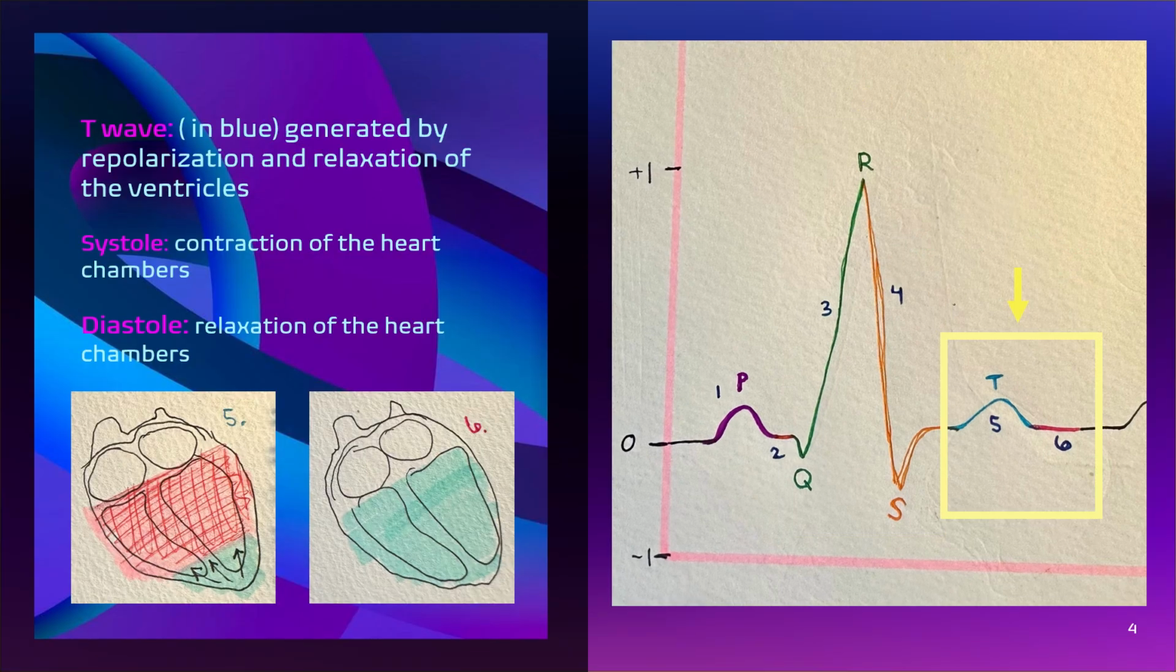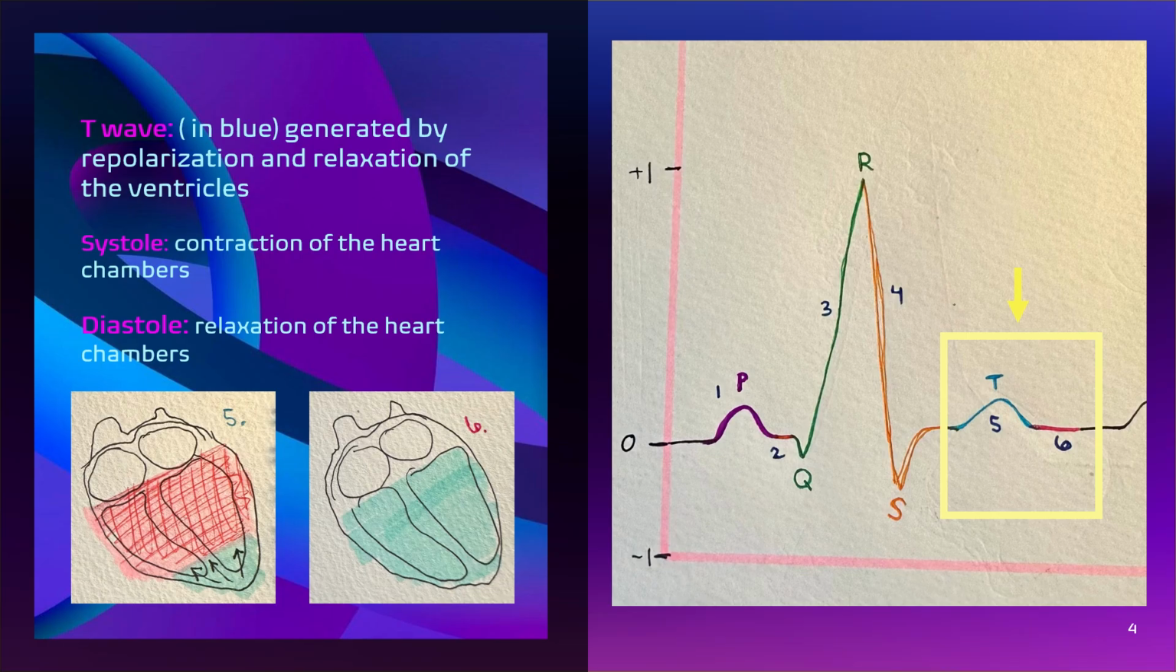Last but not least, I wanted to talk about the T wave, that last little bit, number 5 in blue right there. This is generated by the repolarization and relaxation of the ventricles. So you'll see that on that bottom left photo. It's just starting to move up, and then on the right it's fully relaxed.